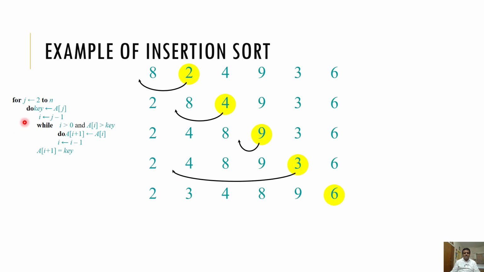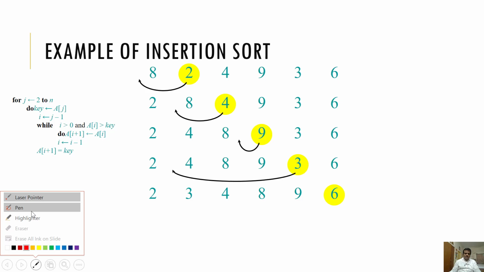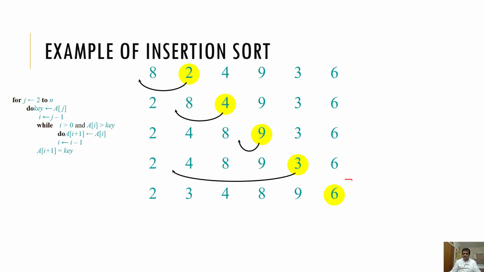Since i is 1 here, we insert the key into A2, and then j will be increased by 1 by this for loop, and now j is pointing here. This is our aj, 6, and we will do the same thing. This is our j now, and this is our new i.